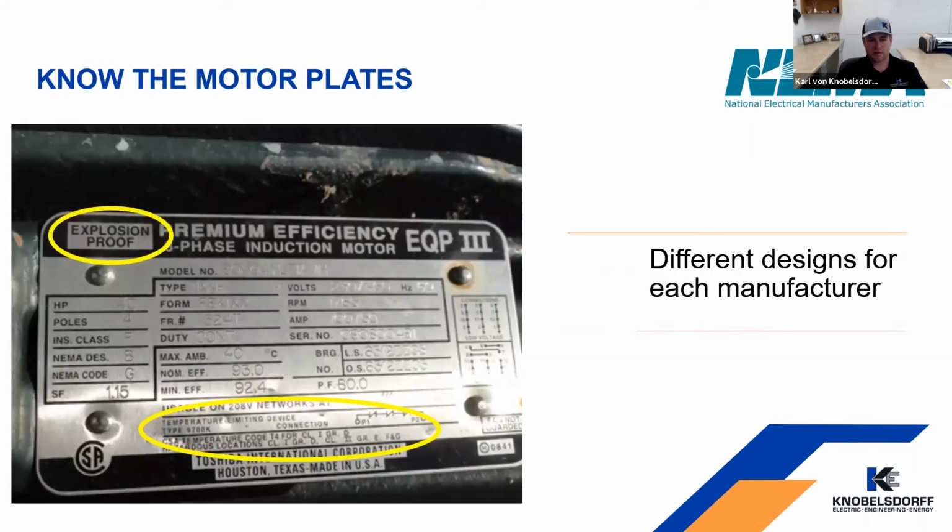So then here's the other side of that motor nameplate, and it'll have that same information down here on the plate, listed as an explosion-proof motor. And it also shows you in that circle there the P-lead connections on that motor. So that is a Toshiba nameplate.